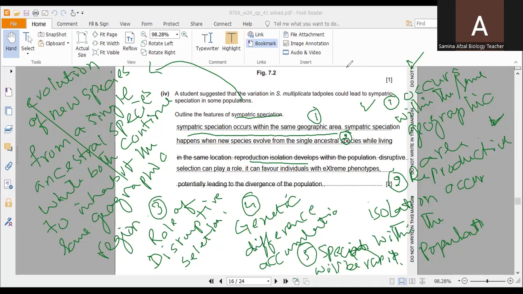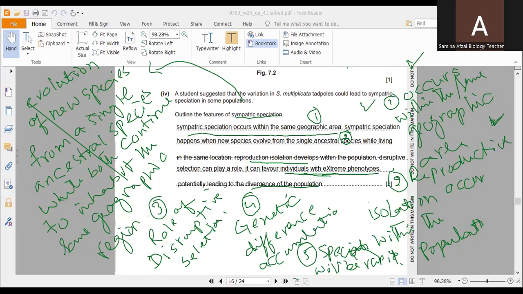So within the population, disruptive selection can play a role. It can favor individuals with extreme phenotypes. We already discussed in the previous question what disruptive natural selection is. So potentially leading to the divergence of the population, there will be a change in the features of that population. And lastly, I would like to say that the rate of speciation will be very rapid or fast. So that is all about this question.